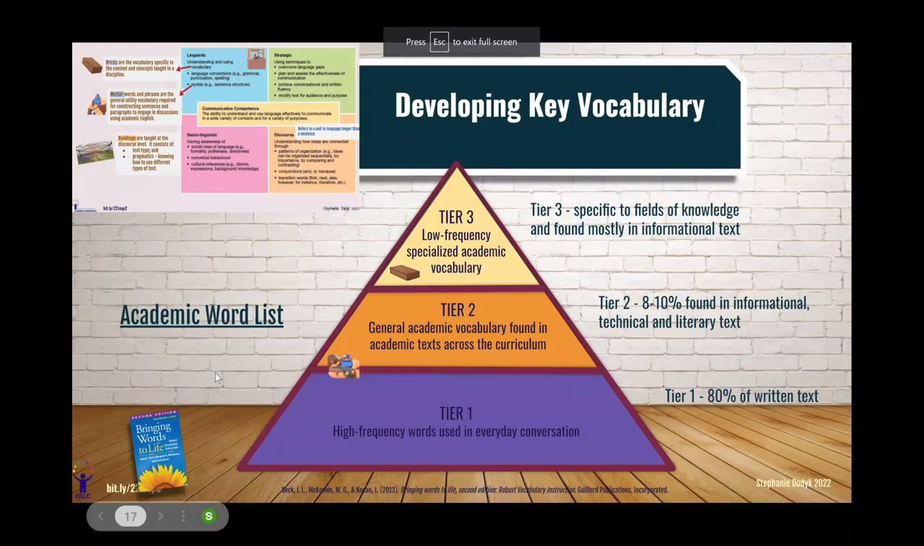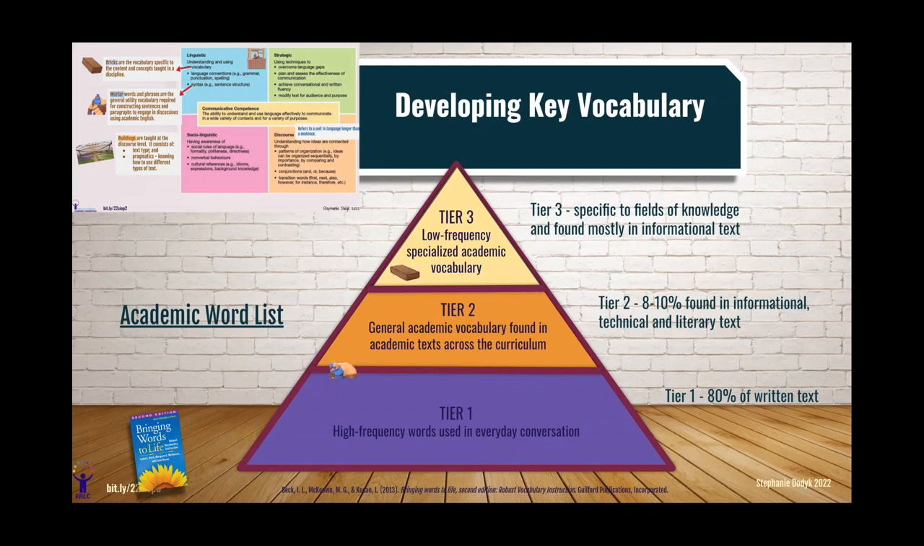So those were the first two features: concepts linked to students' backgrounds, and new and prior learning. And the next piece is developing key vocabulary. So I believe I shared last time with you the idea of communicative competence and the bricks, mortar, and buildings concepts from Jeff Zwiers.